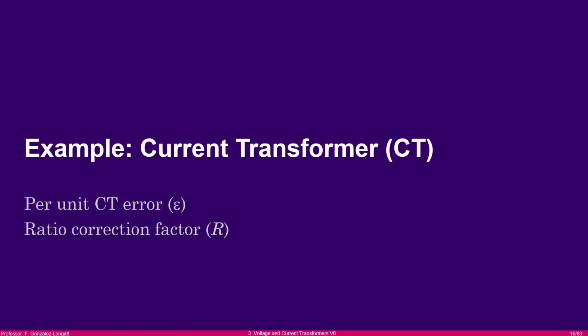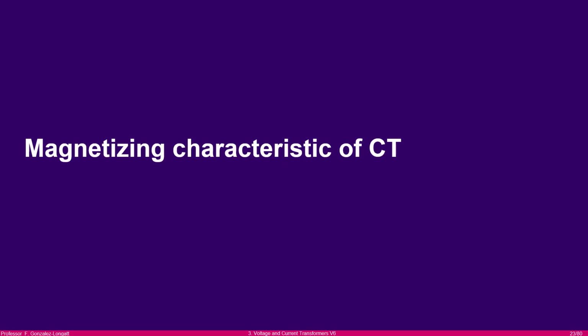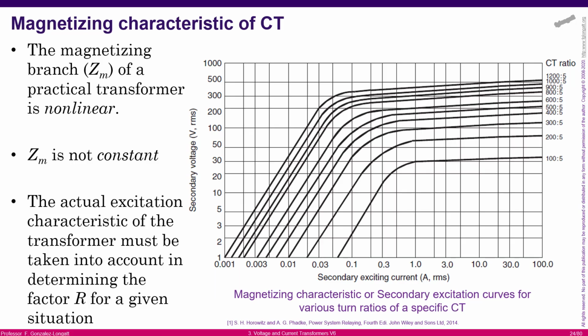What I will do now is move to the next topic. We need to be more realistic in terms of the magnetizing characteristic of the current transformer. As I said before, the magnetizing branch is not constant, and to be honest it is a bit more complex: it is not constant, but also non-linear. In real life, the magnetizing branch depends on this characteristic called the magnetizing characteristic of the current transformer.